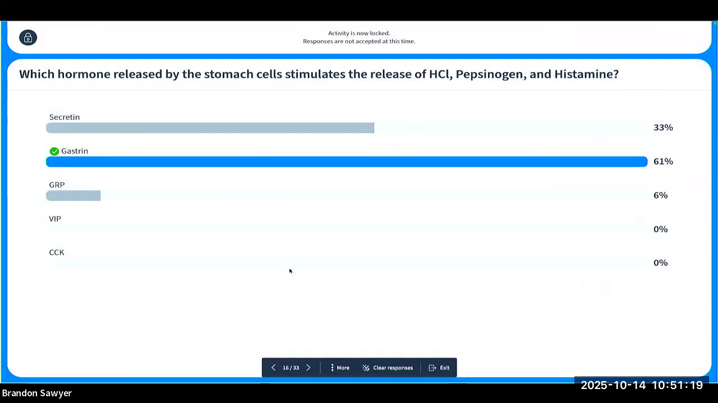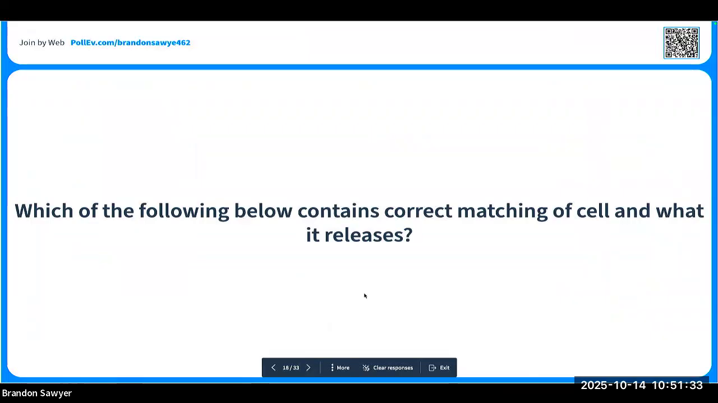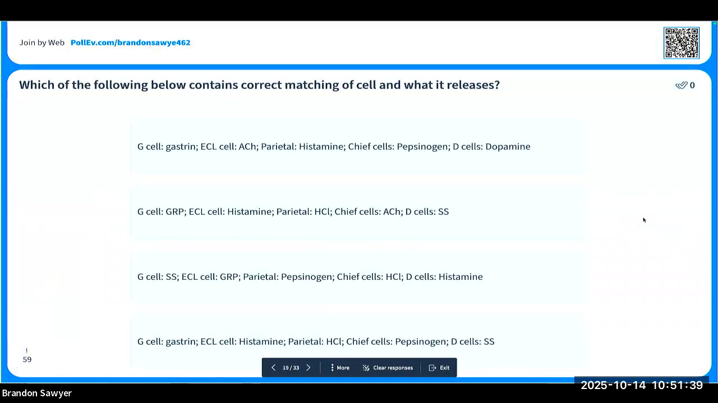Okay. Here we go. How are we doing? Oh, In my PJs took the lead. Okay. All right. Okay, here we go. Here's another one. So cell and what it releases. This is a lot. Yeah.